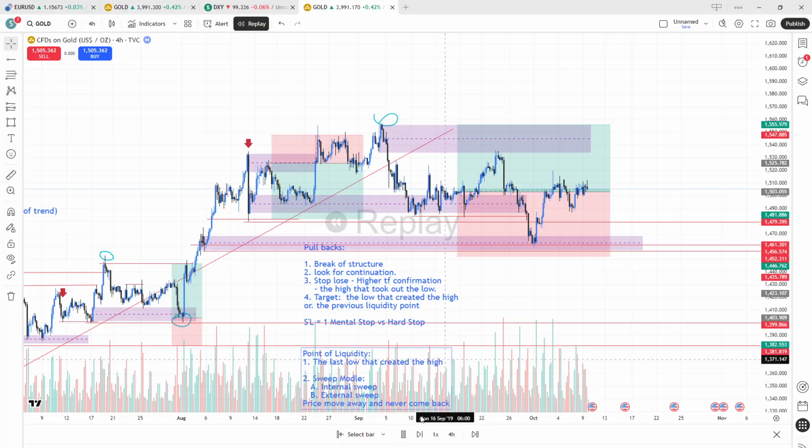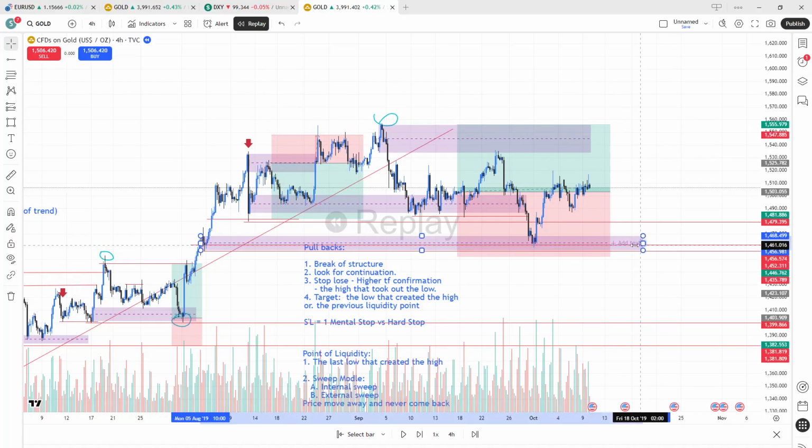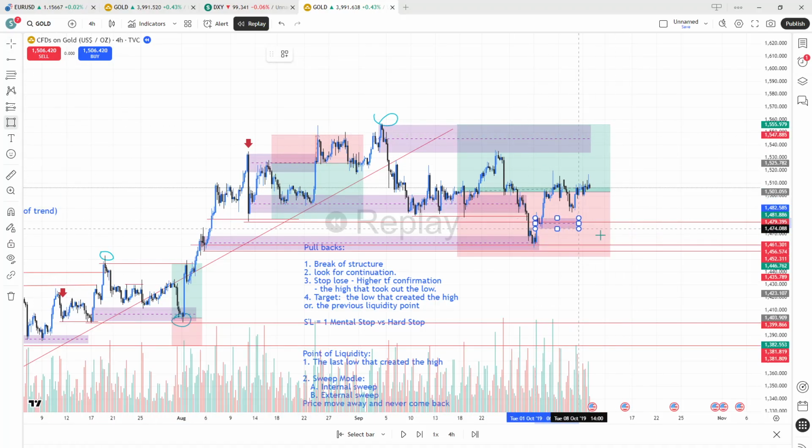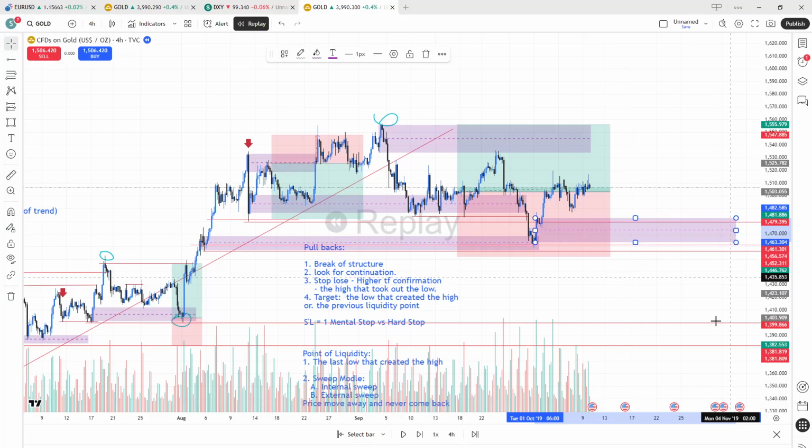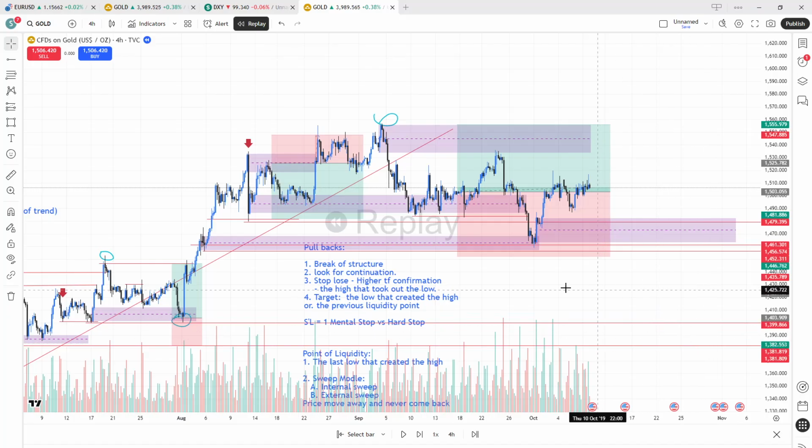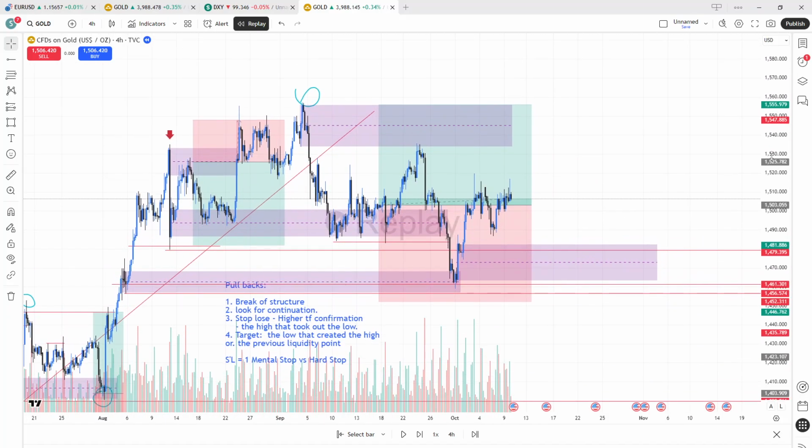Okay, hold on. I want to notice something. We do have a sweep model in place, and after the sweep model, what do we say? The sweep model means that there's going to be an engulfing candle. What does the engulfing candle mean? It means that price will not likely come back to this area.